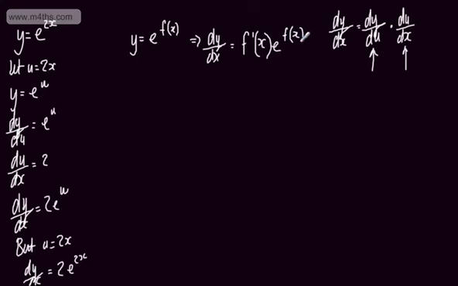This is simply telling me that if I want to differentiate an exponential function, where I've got a function of a function, all I do is multiply the original function by the derivative of this inside function. The reason being is when we differentiate the outside function, it remains exactly the same.